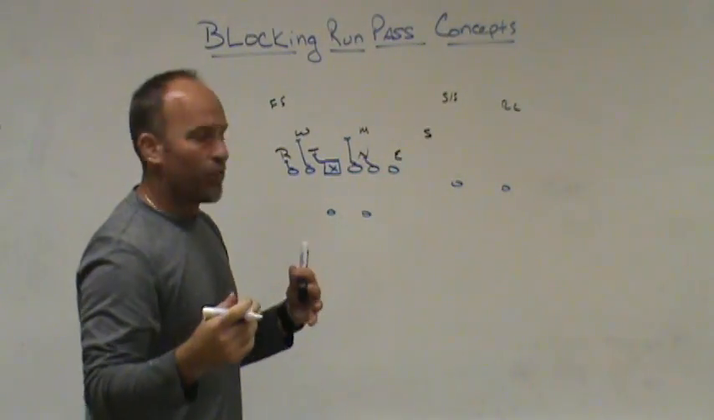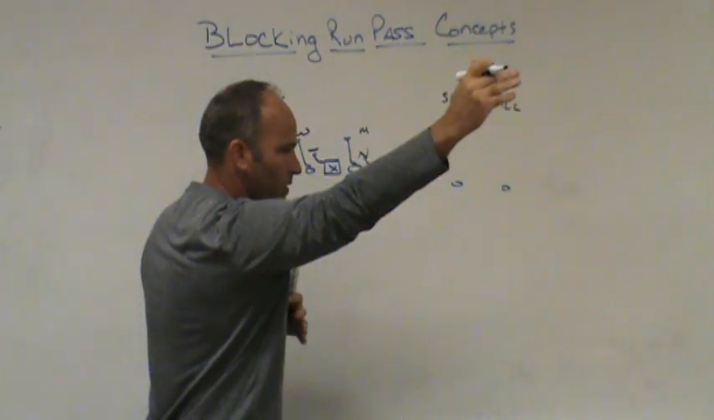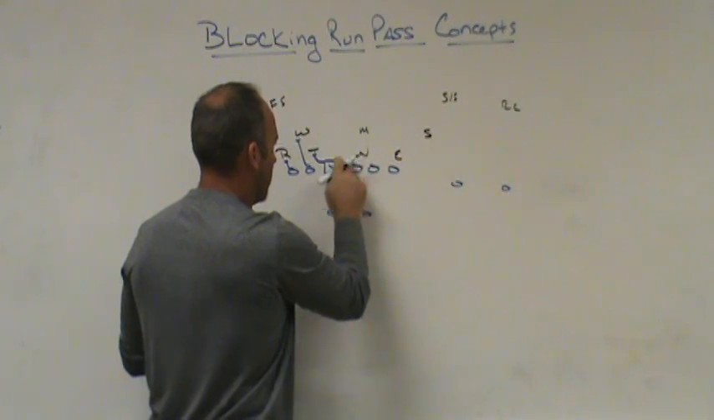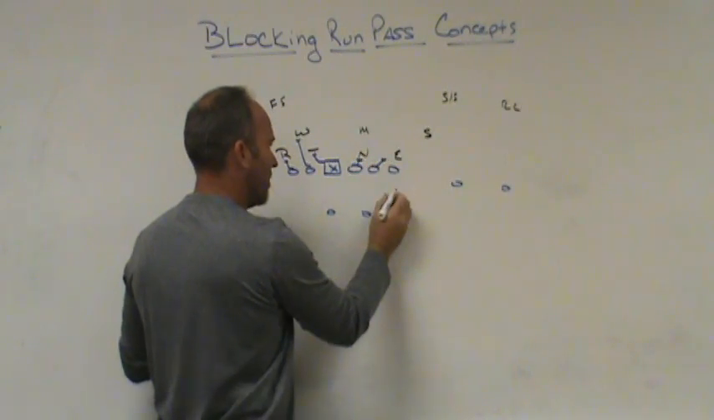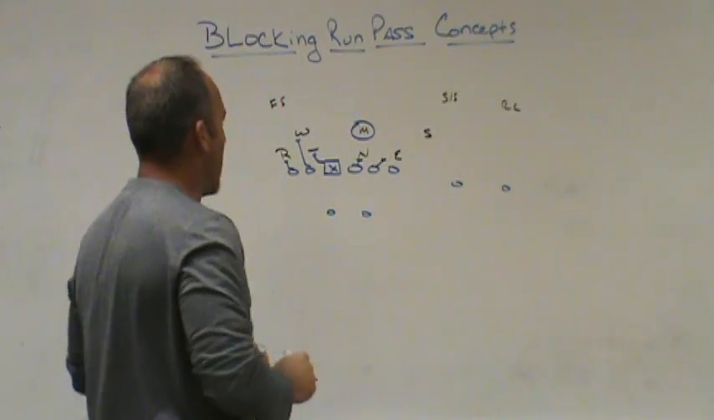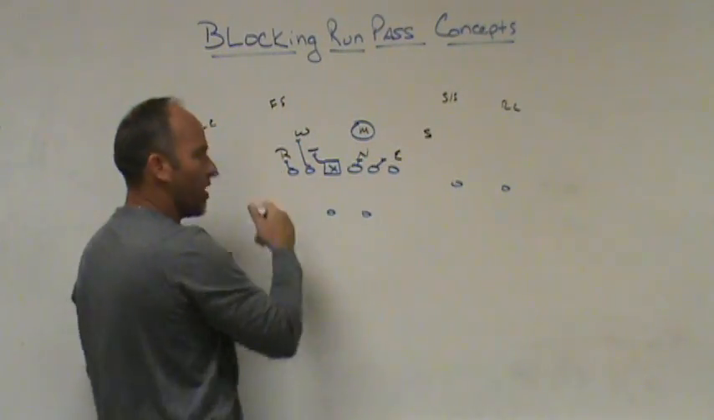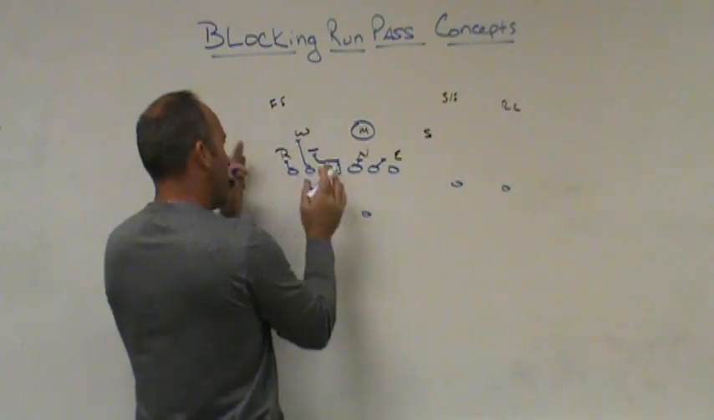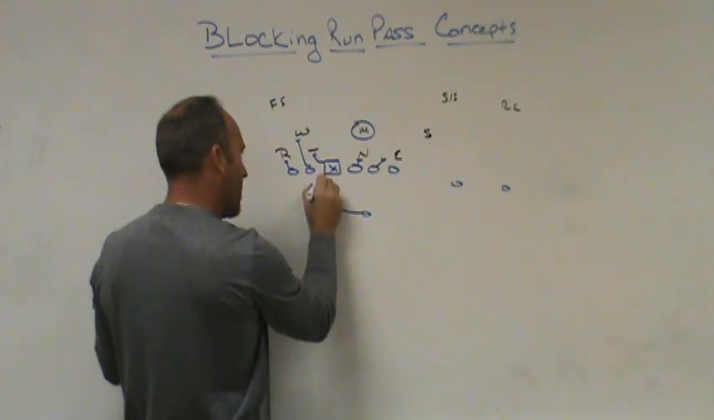So what they started doing within the run-pass concept is they said, what if we block the backside end, but we read a second-level defender? Now based upon the action of that second-level defender, we're either going to give the run play or we're going to throw a pass. So they took this standard inside zone, sometimes depending on the structure of the fit, outside zone, and they took this back and they went here.